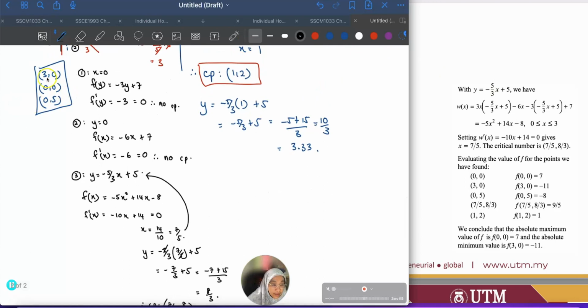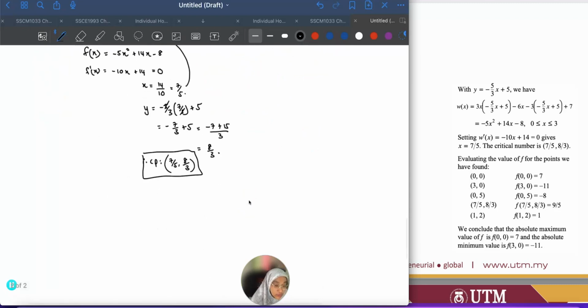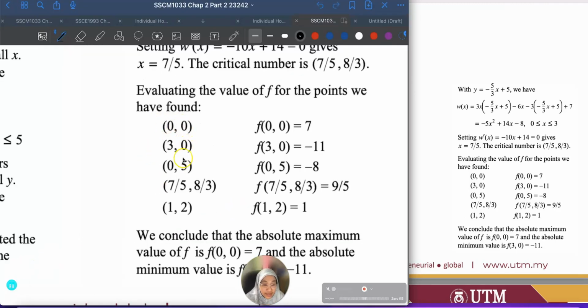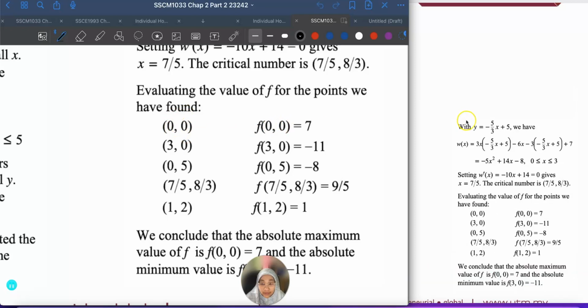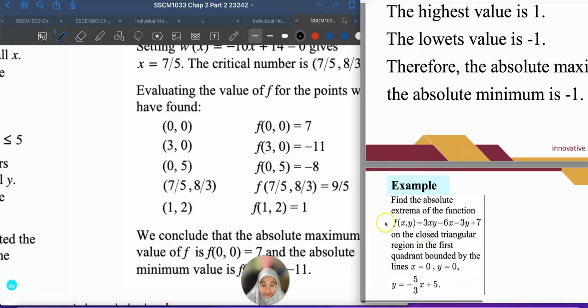So far you have 1, 2, 3, 4, and 5. So you have to check all the 5 points, which one will give you the highest value and the smallest value. So based on the 5 points that you obtain, the critical point, the vertex, and also the critical point along the boundary line. So you got 5 here, so you have to evaluate the function. You have to substitute all the points into the function here.